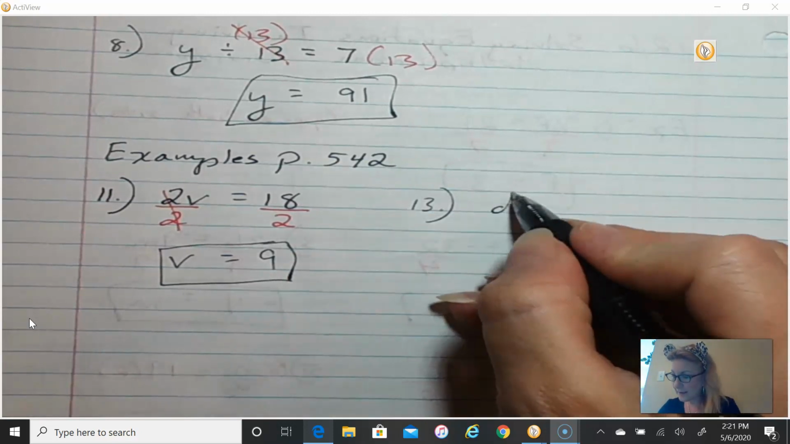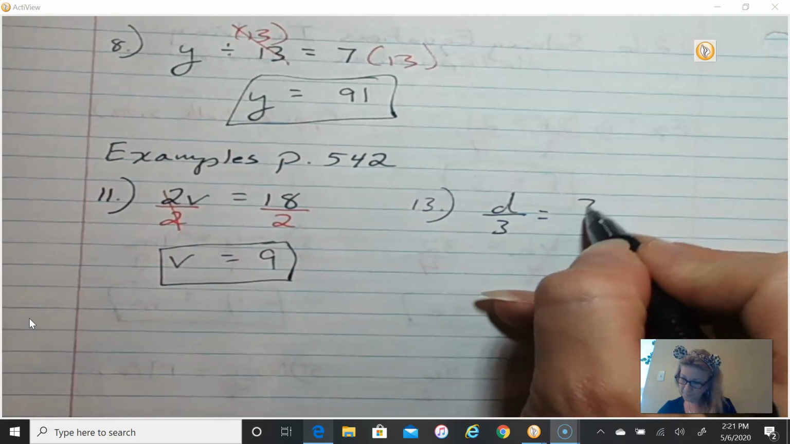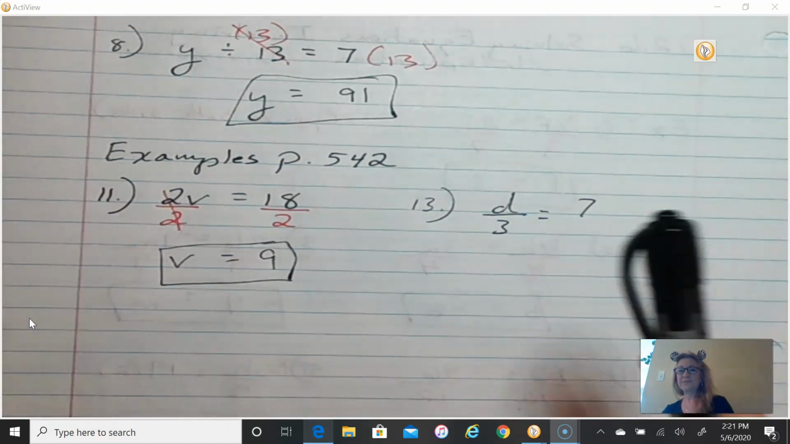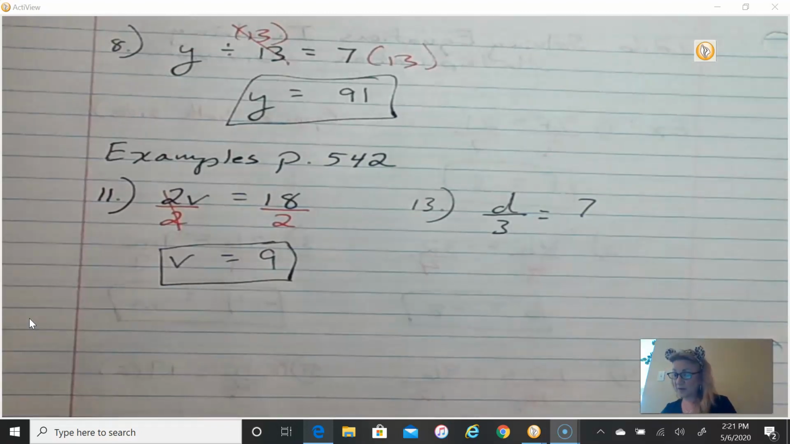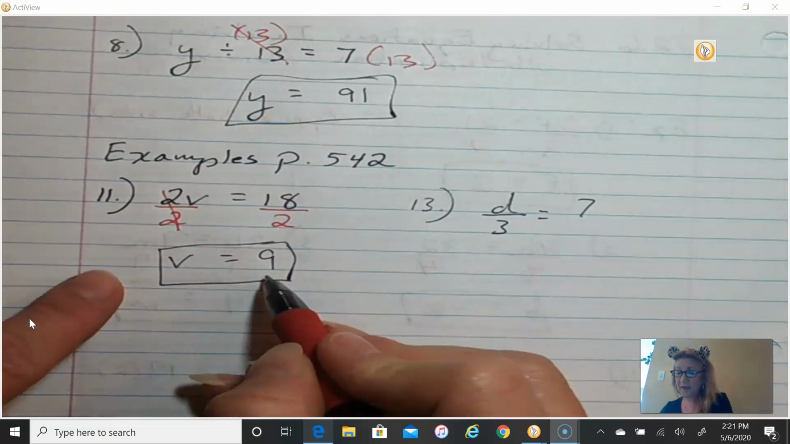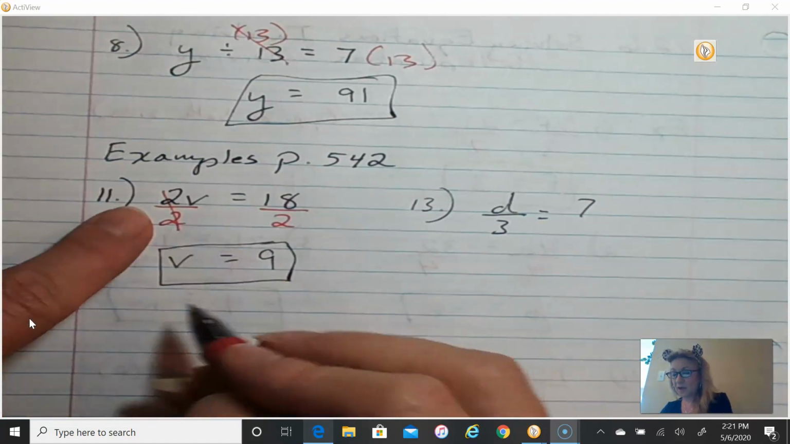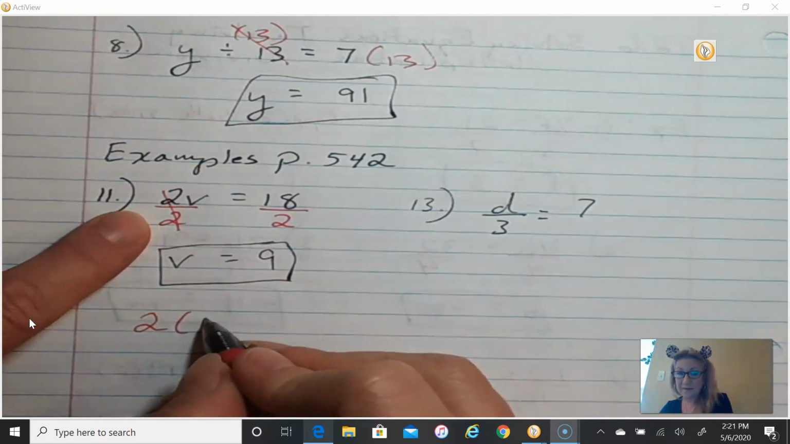Right? D divided by 3. Okay, so we need to isolate the variable. And by the way, I want to go back to this again about checking. If v is 9, we think it's 9, we're going to go back and replace that 9 where the v is.